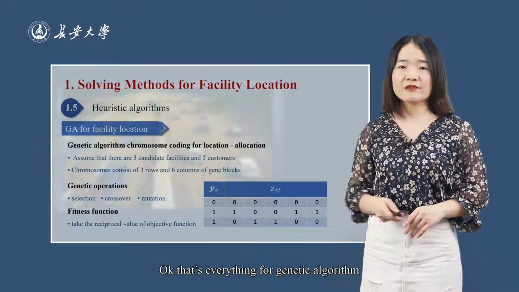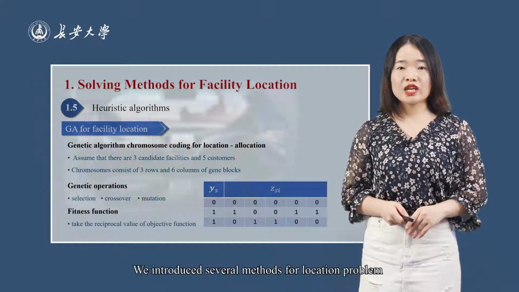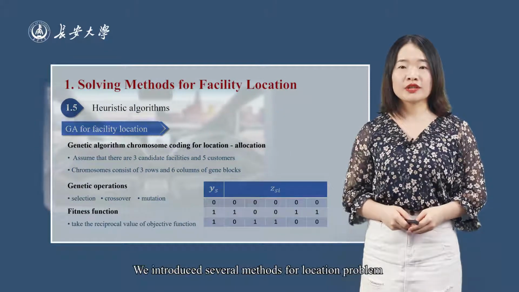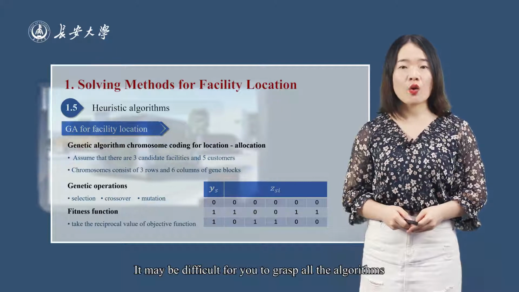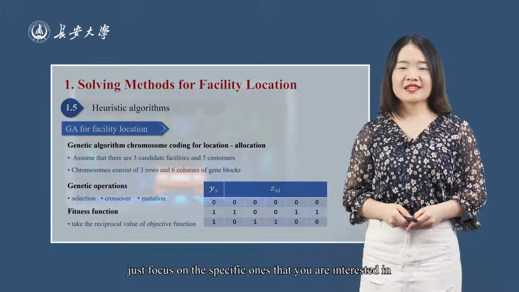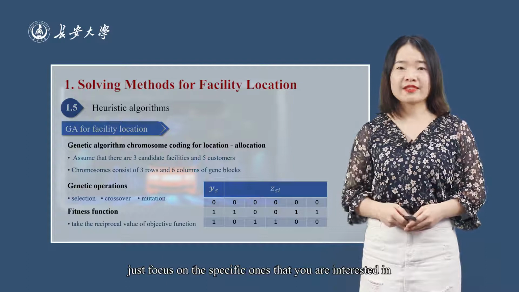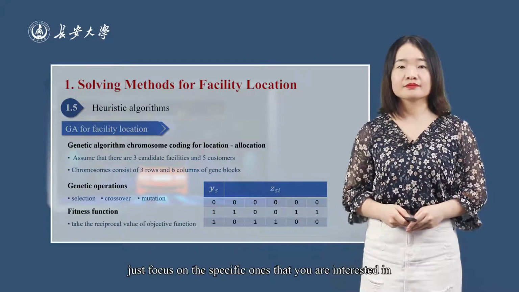Okay, that's everything for genetic algorithm. We introduced several methods for location problem in this course. It may be difficult for you to grasp all the algorithms, but no problem, just focus on the specific ones that you are interested in, okay?